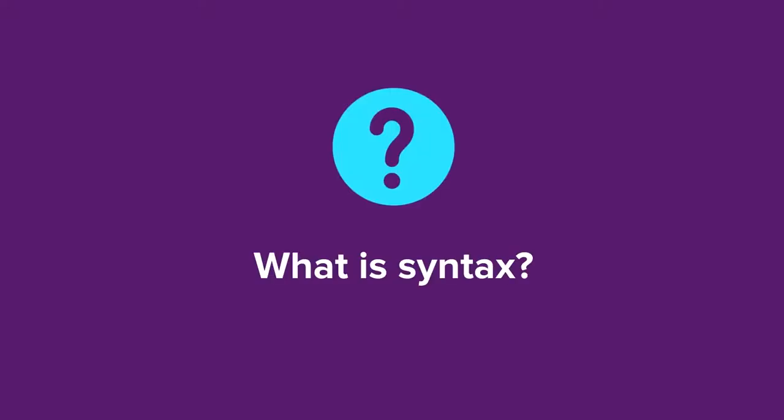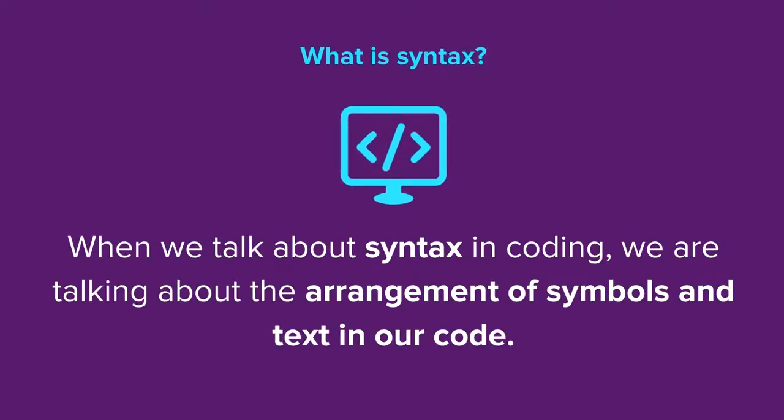So first, what is syntax? When we talk about syntax and coding, we are talking about the arrangement of words and symbols in a line of code. You might have heard about syntax in English class. Our definition of syntax when we are coding isn't too different from how syntax works in the English language, except our syntax in coding also works as a set of rules.